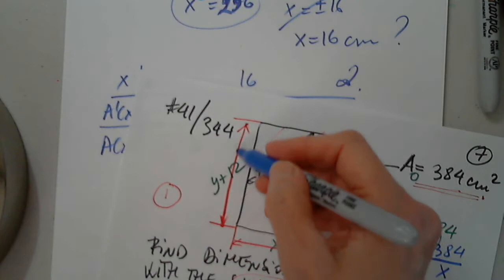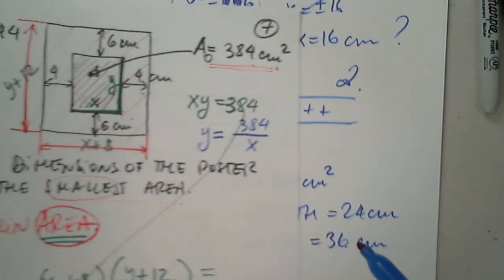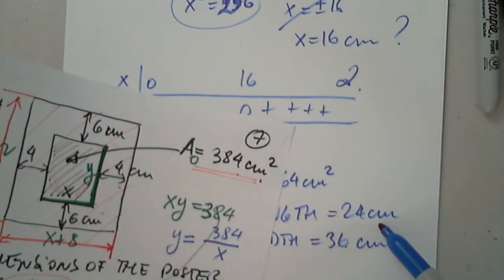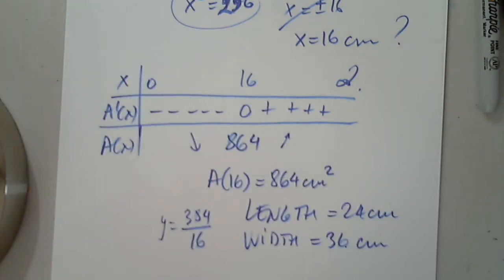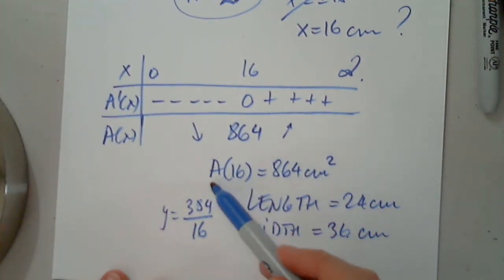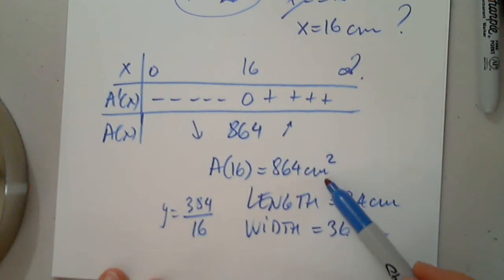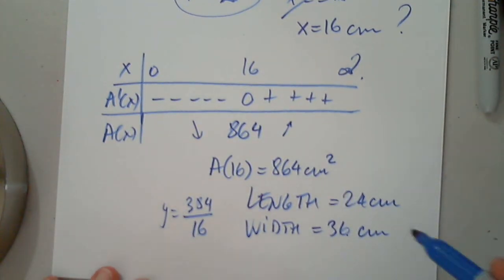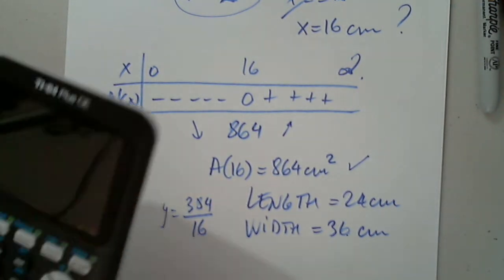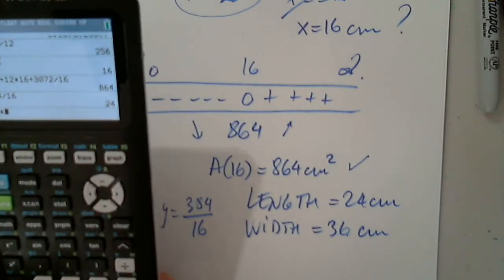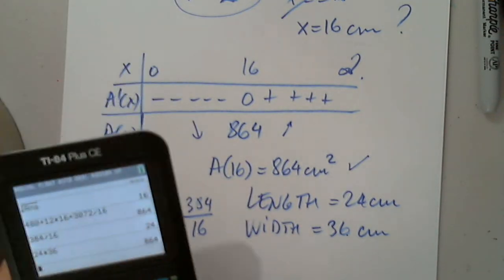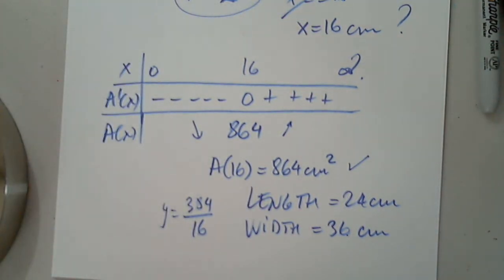So this piece is 36 and this piece is 24 for a minimum possible area of 864 centimeters squared. And when I multiply these two, I have to get that. If I don't, something is wrong. So 24 times 36, 864. Any questions on this problem? Okay.